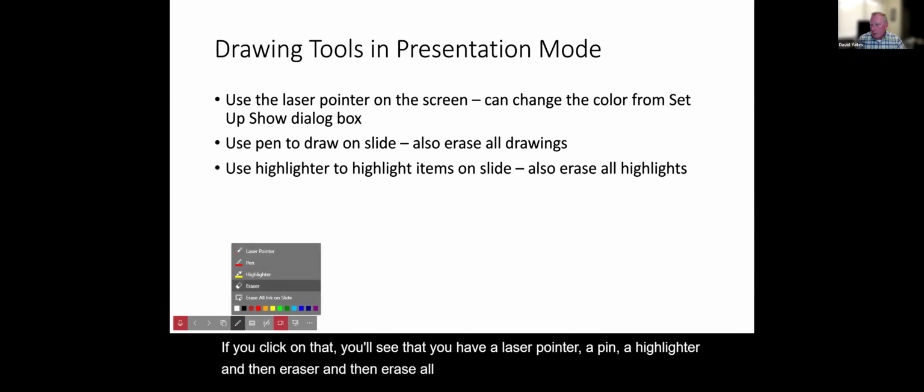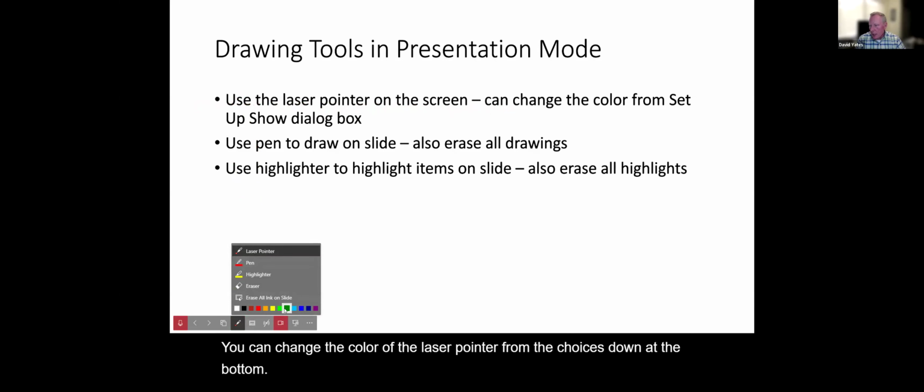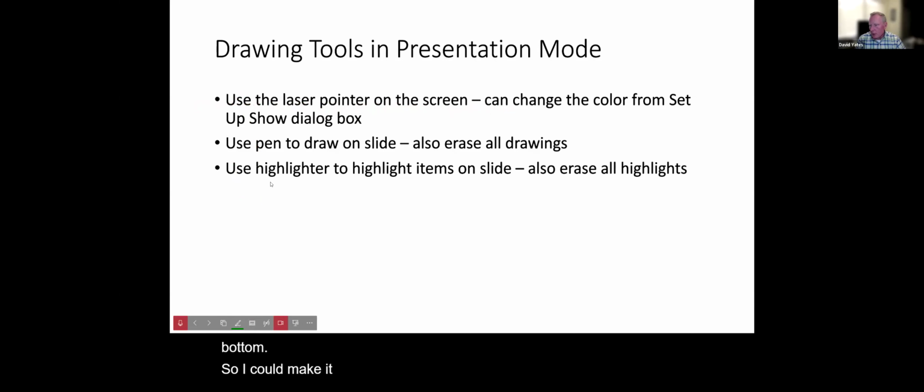So if I select laser pointer, as you move your mouse on the screen, you'll see the little red laser pointer. You can change the color of the laser pointer from the choices down at the bottom. So I could make it a green laser pointer. Nope, excuse me. I think it will go to one other color, and it may only be red now.